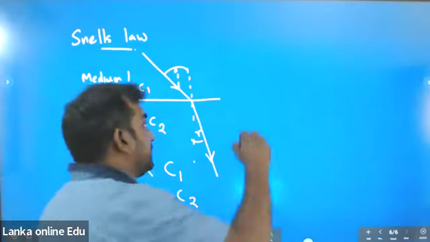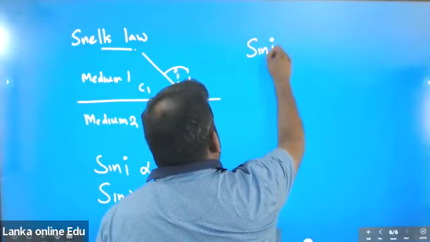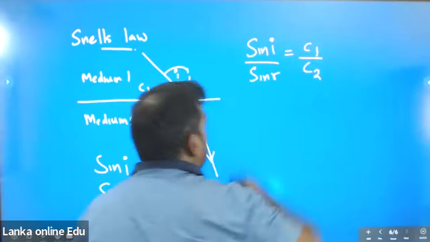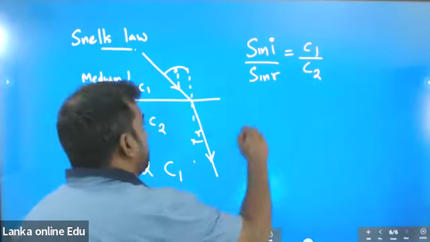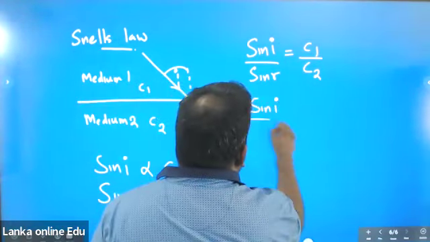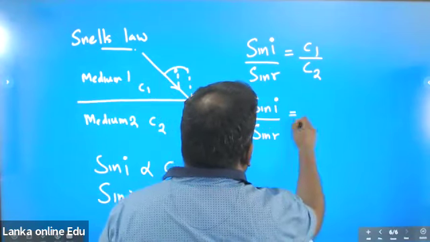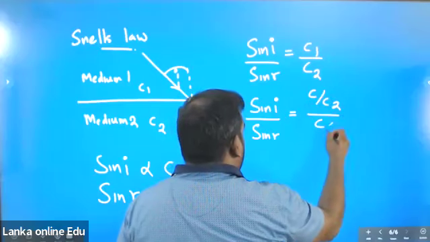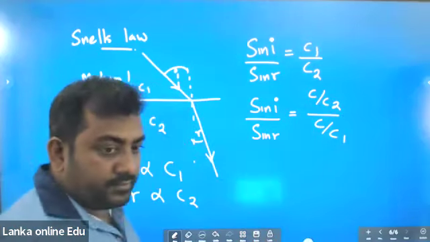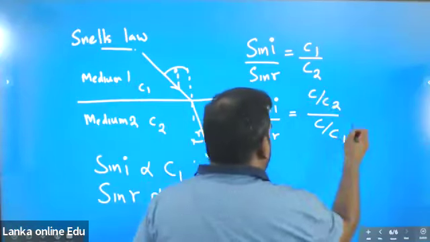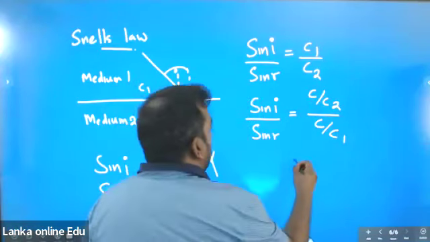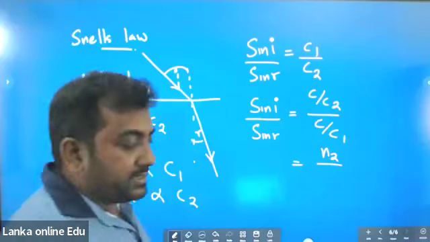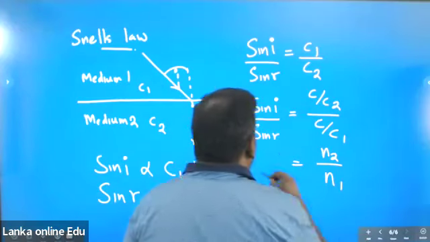If I divide this, sin I divided by sin R equals C1 over C2. Simplify this, sin I divided by sin R. Now carefully rearrange this: C over C2 divided by C over C1. C cancels off, C1 goes on top. What is C over C2? Absolute refractive index of medium 2. What is C over C1? Absolute refractive index of medium 1.